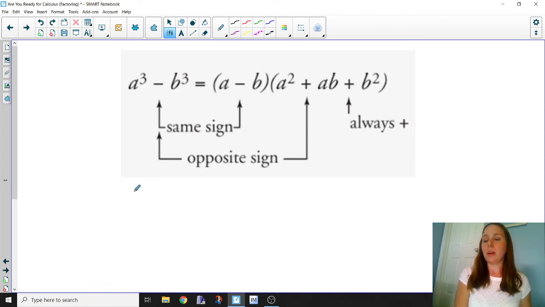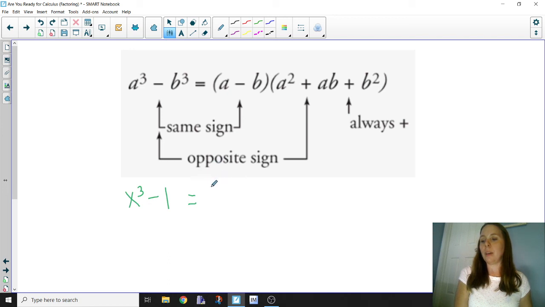Okay, so an example of this, the place that I see it in my curriculum, is within a limit. I don't need you to know what that is yet, but at some point we see a limit with an x cubed minus 1 in it, and we do need to factor it when we complete that limit. And so I would use this format. You may have learned this as SOAP, same, opposite, always positive. I don't know. Don't worry if you haven't ever heard that before. It's okay. You're going to be okay without it.